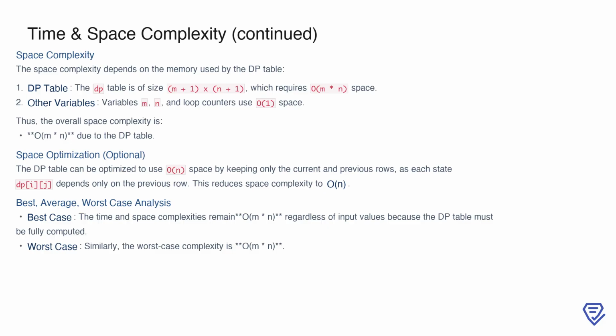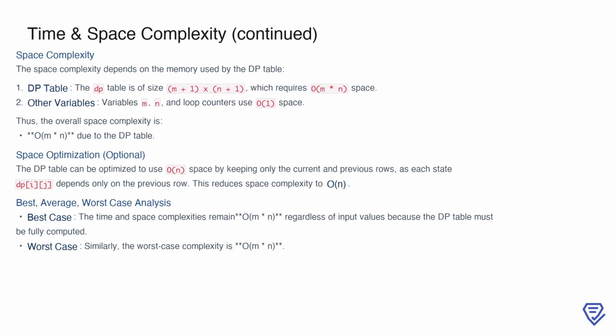Now let's evaluate the space complexity. The main contributor to the space usage is the DP table, which has dimensions (M plus 1) x (N plus 1). This means it requires O(M*N) space. Beyond the table, the algorithm uses only a constant amount of additional space for variables like M, N, and the loop counters, which together amount to O(1). This gives us a total space complexity of O(M*N) for the basic implementation.